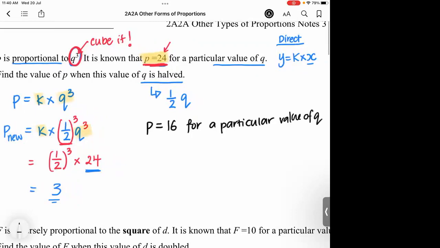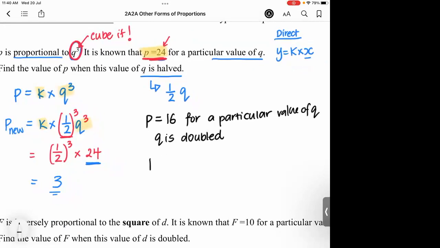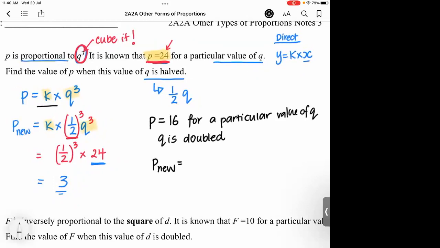Okay, let's say P equals 16. Then they tell you Q is now doubled. What is going to be the new value for P? If I want to find the new value for P, I plug this into my equation. My equation is K times Q cubed, right? So it will be K times, but what happens to P now?